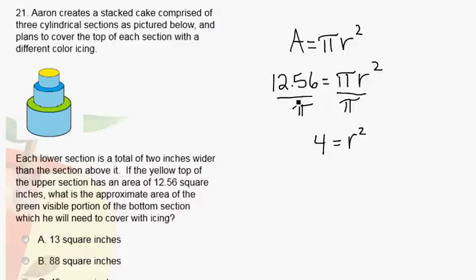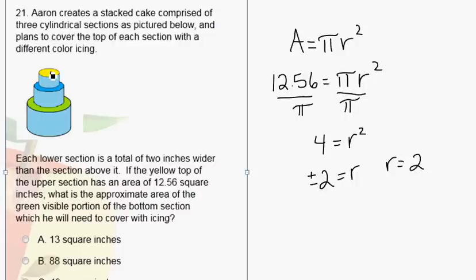If you use a pi button, you're going to get 3.99797 or something that would be basically 4. So we get 4 is equal to r squared. So we need to take the square root of both sides. We technically, when we solve this, get plus or minus the square root of 4, or plus or minus 2. But since we're dealing with a radius, we're going to say that radius has a positive length, and so the radius is 2.